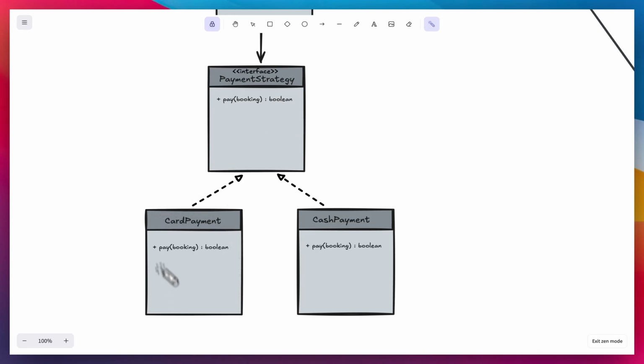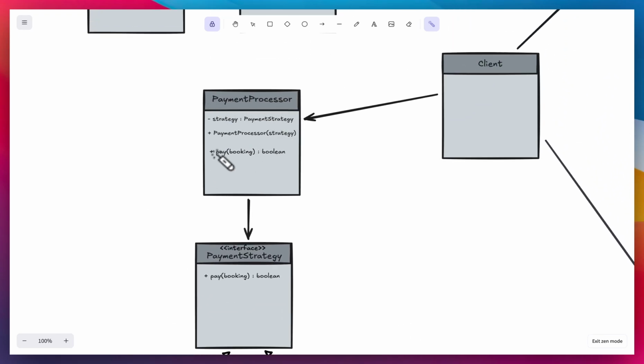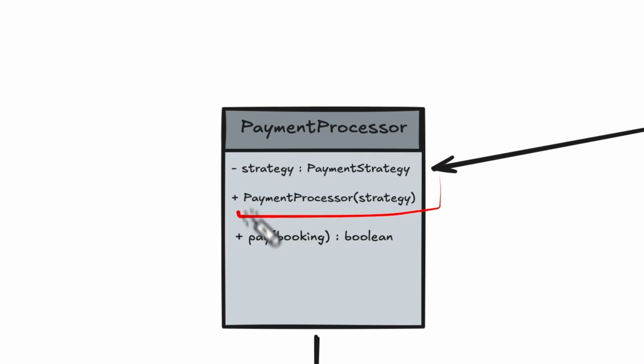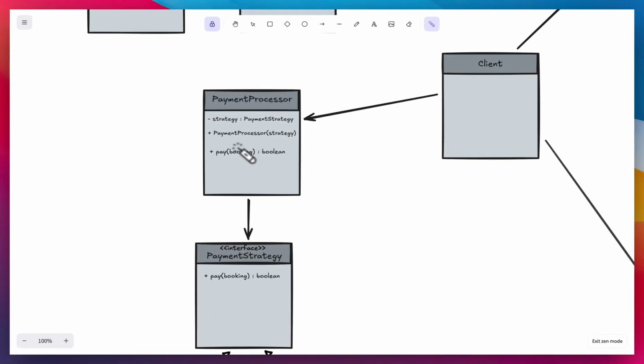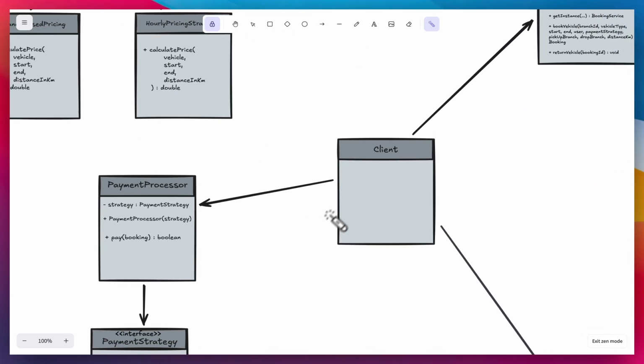And we have two different concrete strategies. The first one is card, second one is cash. So this pay function would deduct the amount from the card, and this pay function would deduct the amount through the cash. Now this is the payment processor context. In here we would be injecting the particular strategy that we want to use. So if we want to use card based strategy, that would be injected over here through constructor based injection. And whenever we call this pay function, it would directly call the pay function of this card payment, right?